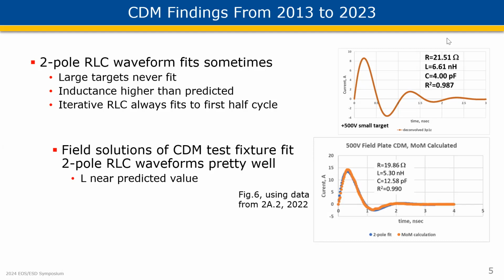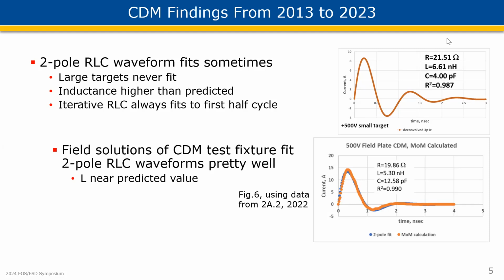For example, here's a method of moments set of data from our papers in 2021 and 2022, where we found that, yeah, we have a large target, larger than large. This is the field plate itself. And we get quite a good fit with just inductor and capacitor plus artificial resistance, some constant value assumed to apply for the spark, and everything is fine.